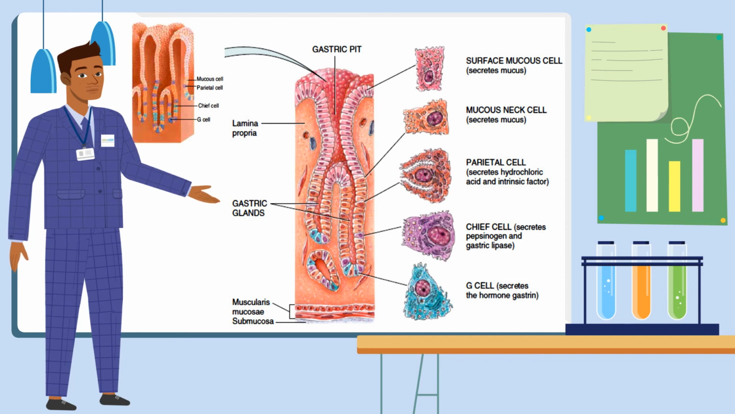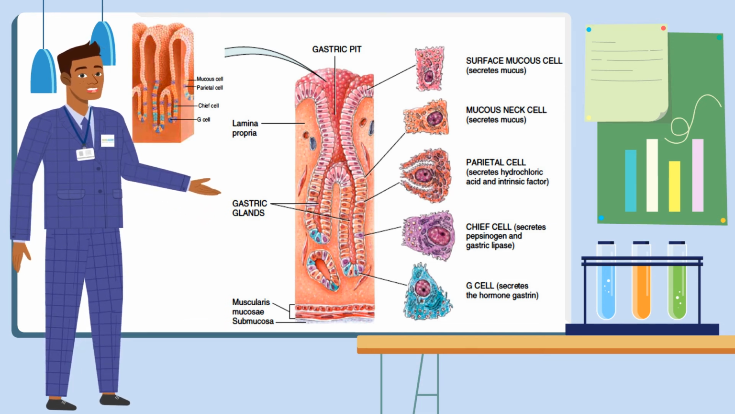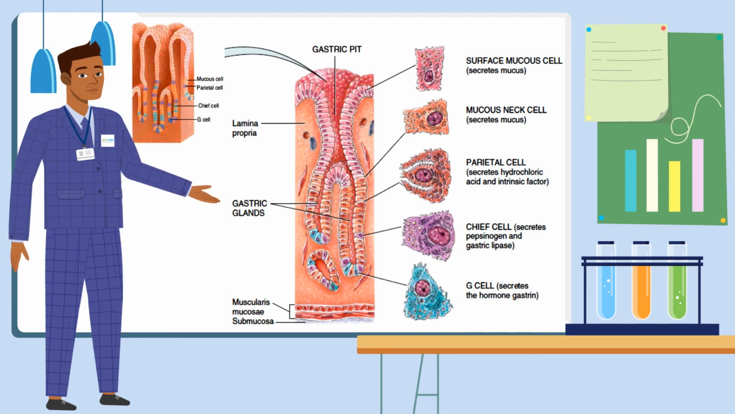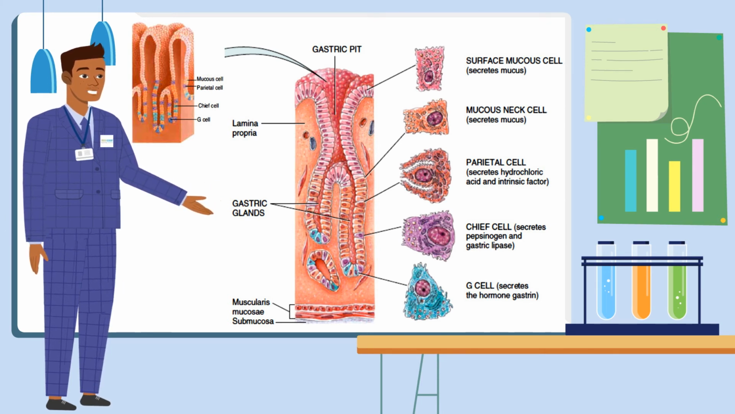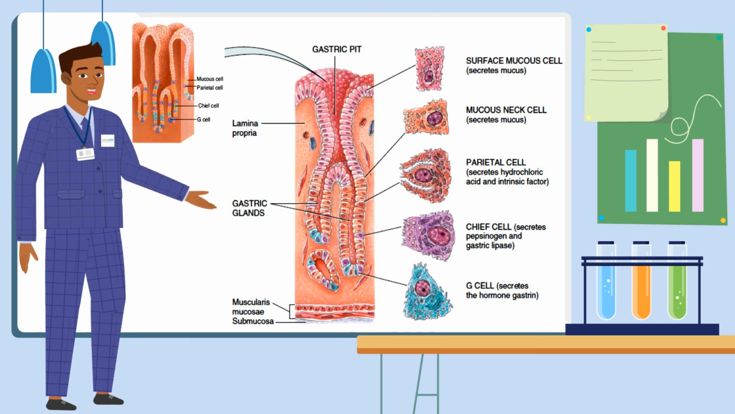This very acidic pH is necessary for pepsin to function and also kills most microorganisms that enter the stomach. Parietal cells also secrete intrinsic factor, which is necessary for the absorption of vitamin B12. Enteroendocrine cells called G cells secrete the hormone gastrin.